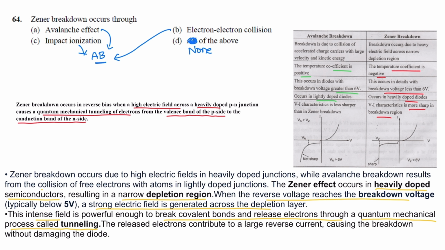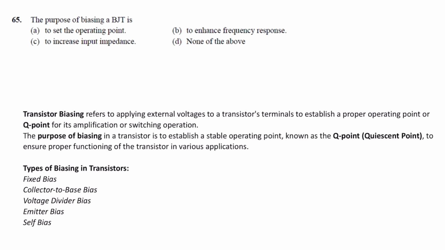Question number 65. The purpose of biasing a BJT, correct option is A, to set the operating point. BJT is bipolar junction transistor. Transistor biasing refers to applying external DC voltages to the transistor terminals to establish a proper operating point, the Q point, for its amplification and switching operation.